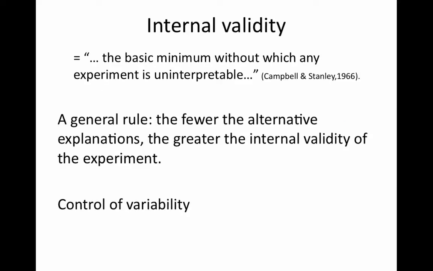In an experiment lacking internal validity, we do not know whether the experimental treatment or uncontrolled factors produced the differences between or within groups. Both the researcher and the critical reader need to be certain that the changes in the dependent variable are in fact caused by the experimental treatment, not by factors that can mimic the effects of the treatment. A general rule: the fewer the alternative explanations, the greater the internal validity of the experiment.